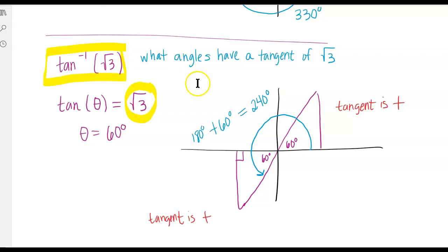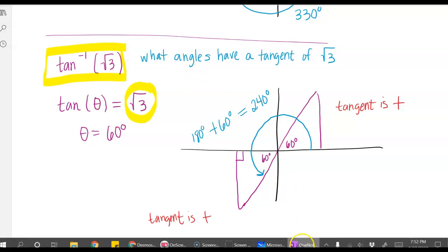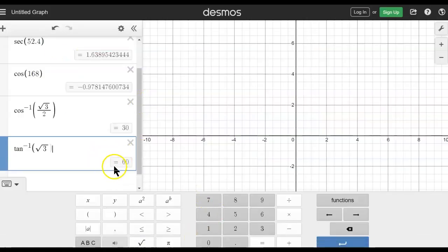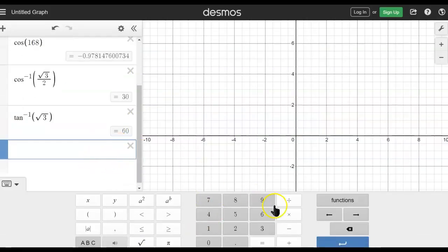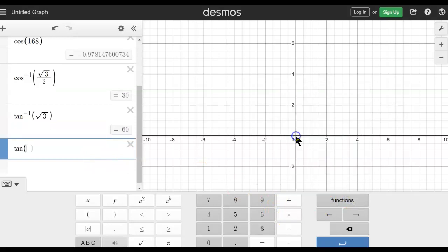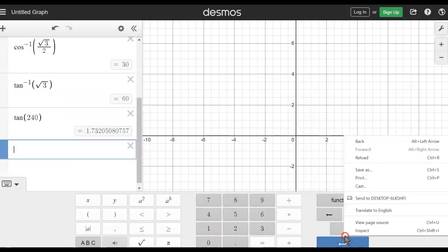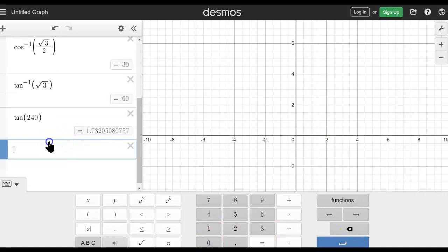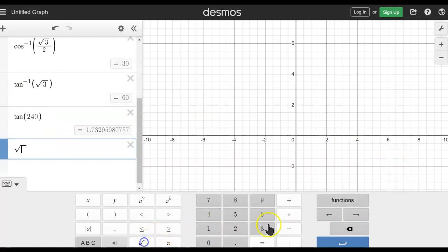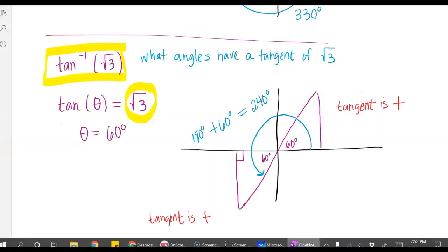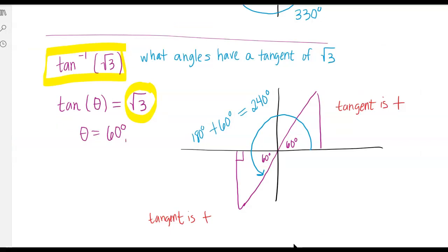Let's double check on our calculator. What is the tangent of 240 degrees? We're getting 1.7. Let's see if that's the same as the square root of 3. And it is. So we've just verified that. So our second answer is going to be 240 degrees.